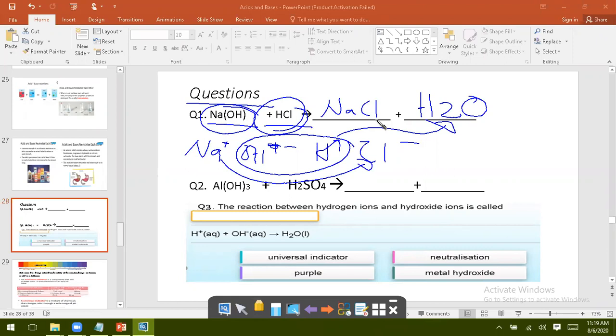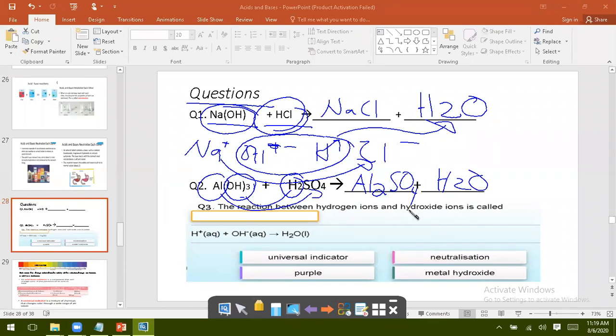Second example, aluminium hydroxide and sulfuric acid. You have aluminium ion, hydroxide ion, hydrogen ion, and sulfate ion. Hydroxide ion plus hydrogen ion here will result in water. Aluminium and sulfate give aluminium sulfate, formula Al2SO4.